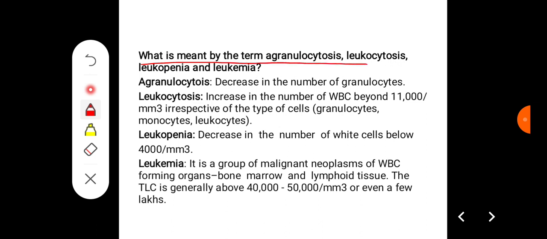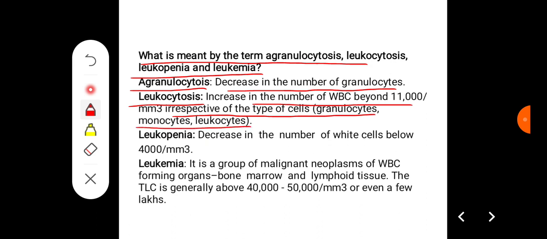What is meant by the terms agranulocytosis, leukocytosis, leukopenia, and leukemia? Agranulocytosis is nothing but decrease in the number of granulocytes. Leukocytosis is, as we discussed, increase in the WBC count beyond 11,000 per cubic millimeter of blood, irrespective of the type of the cells, whether they are granulocytes, monocytes, or lymphocytes.